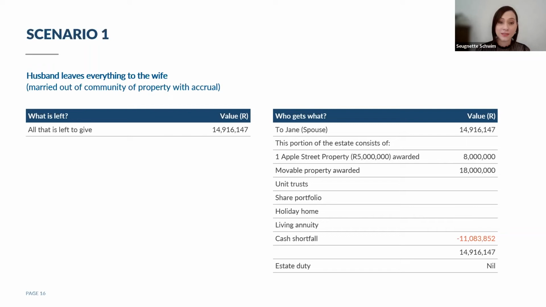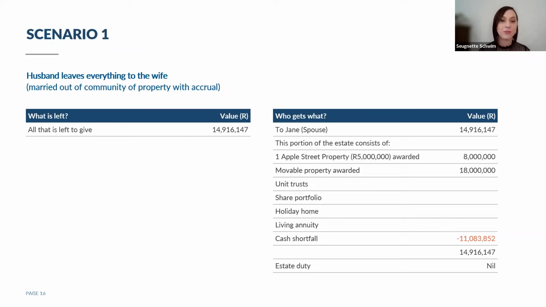We only have 15 million to deal with. And then if you look at the tab that says who gets what, we know Jane is going to get the house and all those investment products that we spoke about. But in order to get that, if we don't want to sell the house or the shares, there's going to be a shortfall of 11 million rand, which Jane, as the sole heir to the estate, will have to pay in order to get the house and the investments and everything.